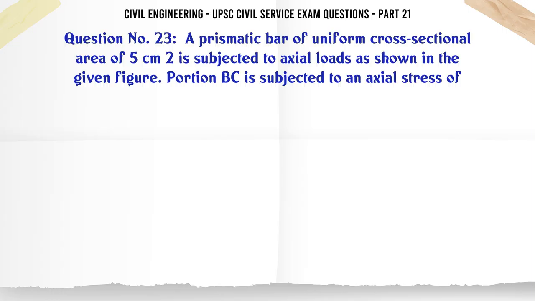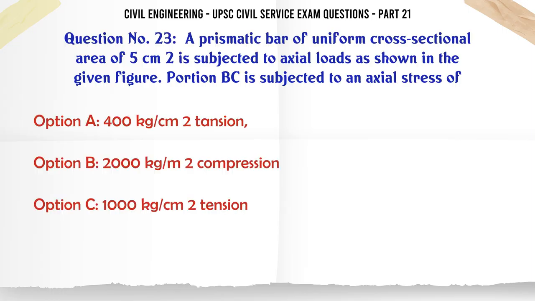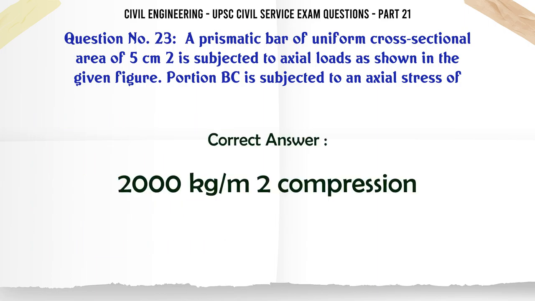A prismatic bar of uniform cross-sectional area of 5 cm² is subjected to axial loads as shown in the given figure. Portion BC is subjected to an axial stress of A. 400 kg/cm² tension, B. 2000 kg/cm² compression, C. 1000 kg/cm² tension, D. 600 kg/cm² tension. The correct answer is 2000 kg/cm² compression.